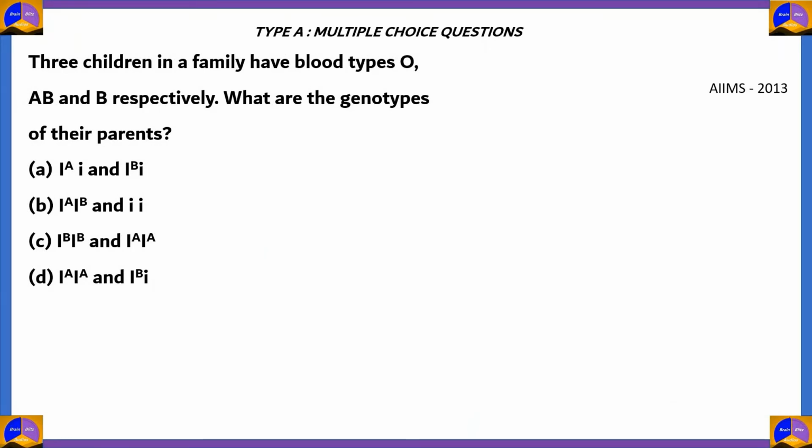Let's move on to this question. Three children in a family have blood types O, AB, and B respectively. What are the genotypes of their parents? So let's represent small I as the one for O, IA is for A, and IB is for B. So the children have blood types O. So the first one has O, so it is small I, small I. The second one has AB, so it will be IAIB because both of these are codominant.